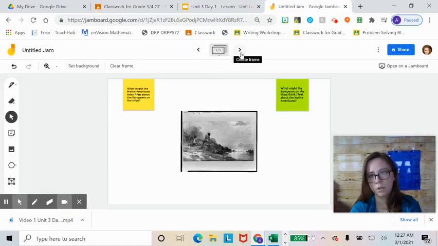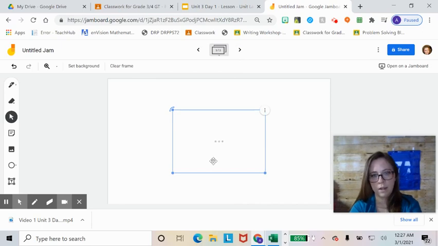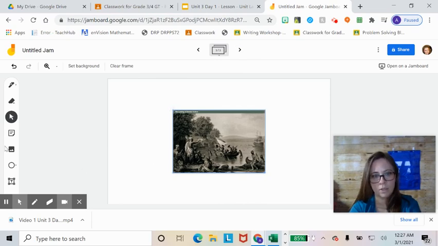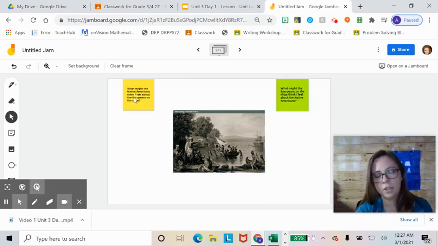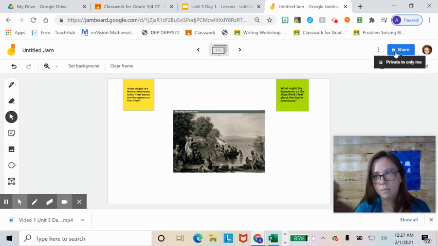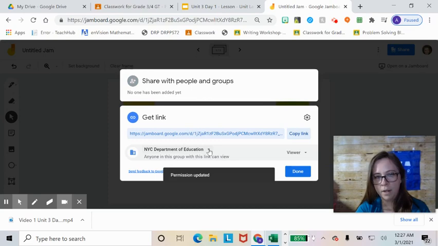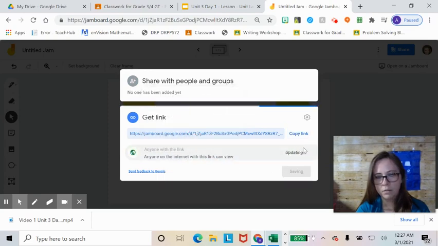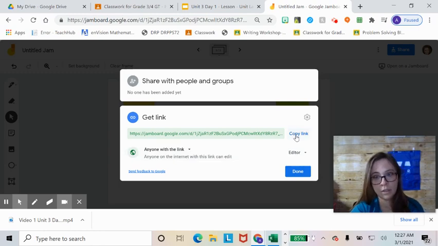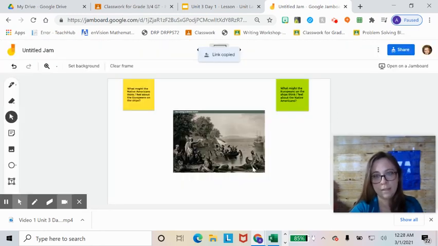So on my Jamboard, I just go to another frame, and again I copy and paste that image over. I'm going to put the same questions on there as well. Now that I have my questions on here on Post-its, I would share it with my students by going to share and opening up the link to anyone with editor access. Now, while I'm in my Meet or in my Zoom meeting, I'll just copy this link and paste it in the chat, and my students will have access to all 3 slides.